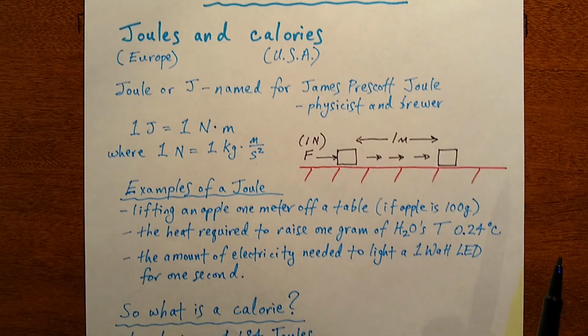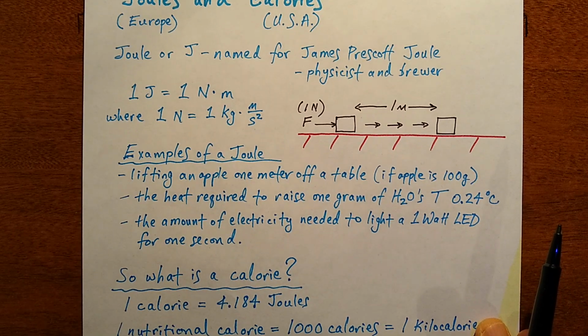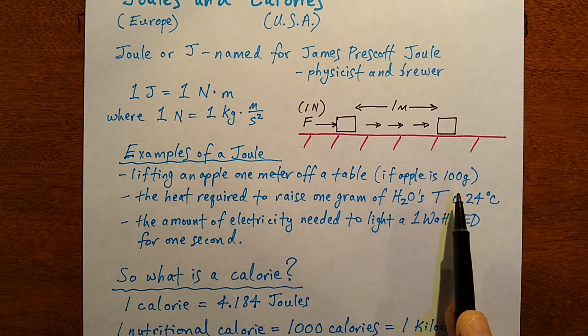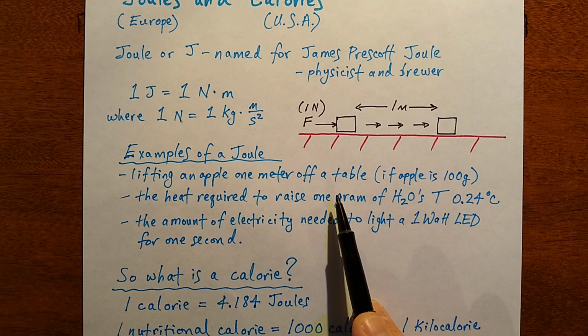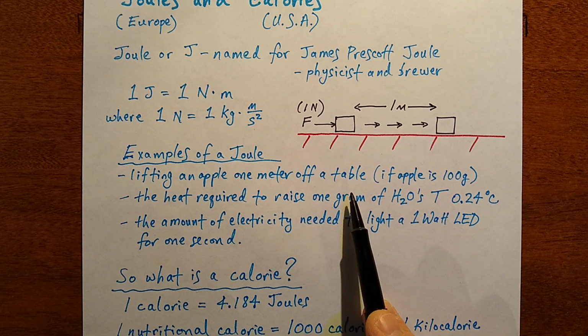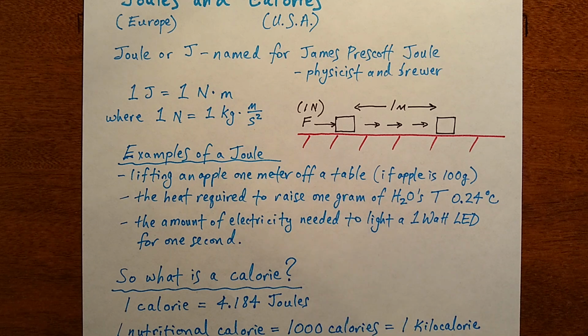Examples of 1 joule, to give you some sort of idea of what that is: it's actually a very, very small amount of energy. If you take a typical apple that weighs about 100 grams and you lift it 1 meter off a table, about 3 feet up, you've just applied 1 joule of energy to that apple. And if you drop the apple, it will give the table it hits 1 joule of energy. And that's the law of conservation of energy. You can't create or destroy energy, you just convert it from one form to another.